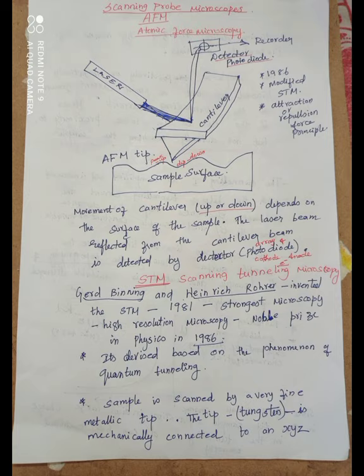The scanning tunneling microscope was invented by two persons, Gerd Binnig and Heinrich Rohrer. They invented this STM in the year 1981. It is the strongest microscopy with high resolution, and they were awarded the Nobel Prize in physics in 1986. It works on the phenomenon of quantum tunneling.